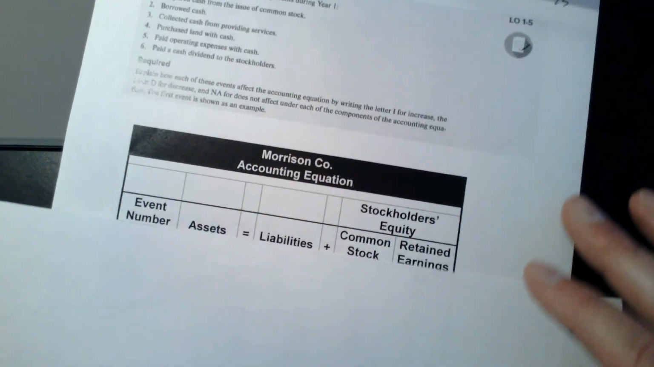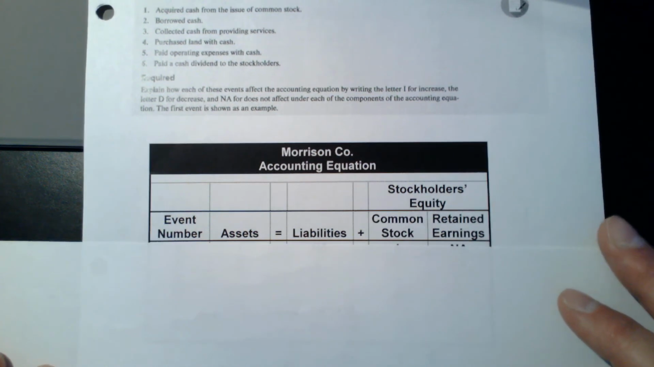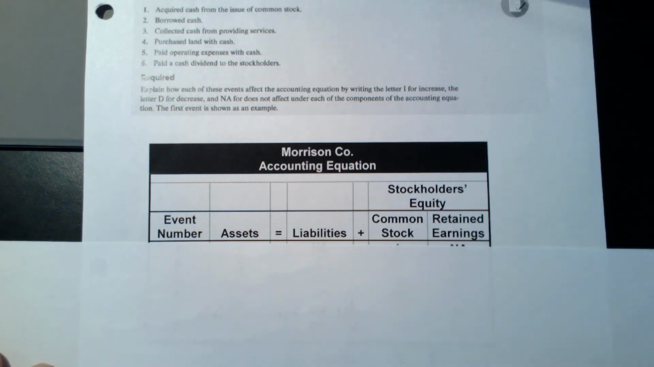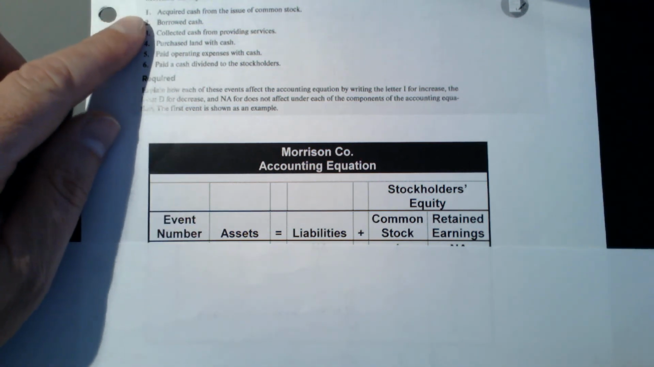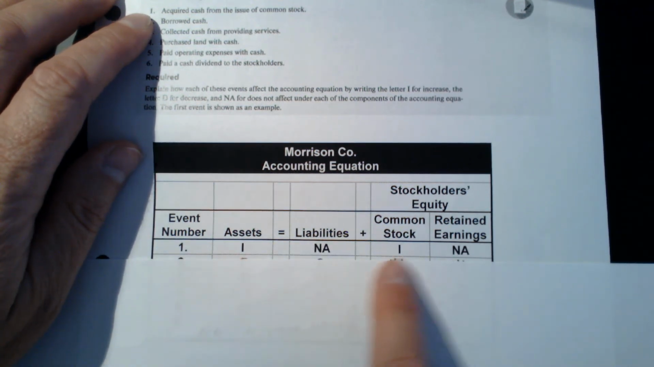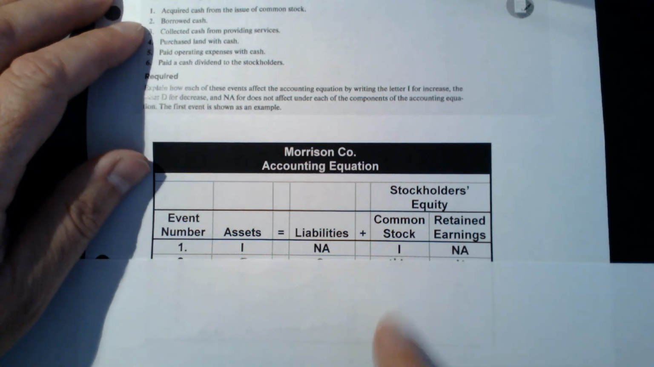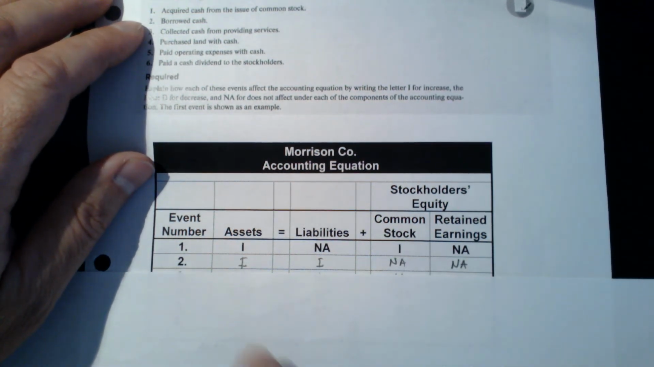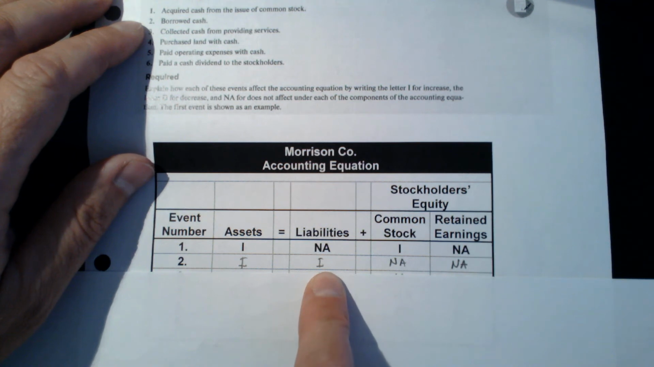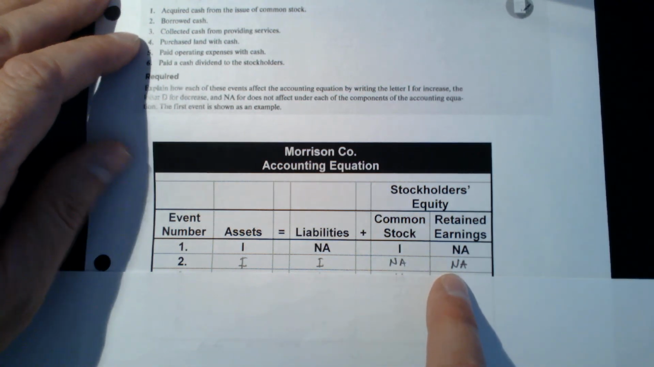Okay, so the last one we have here is 1-10B. In this case, they just want you to indicate with an I or a D or an NA what the effect was. So in the first case, we acquired cash from the issuance of common stock. So cash increases and common stock increases. So they give you this one. Okay. Next one, we borrow cash. In that case, assets go up and liabilities go up, and common stock and retained earnings are not affected.